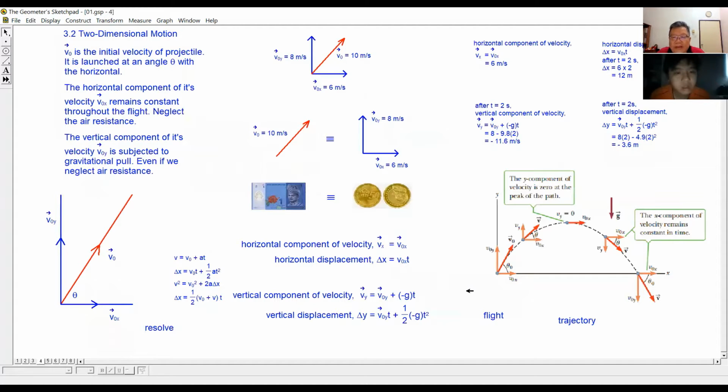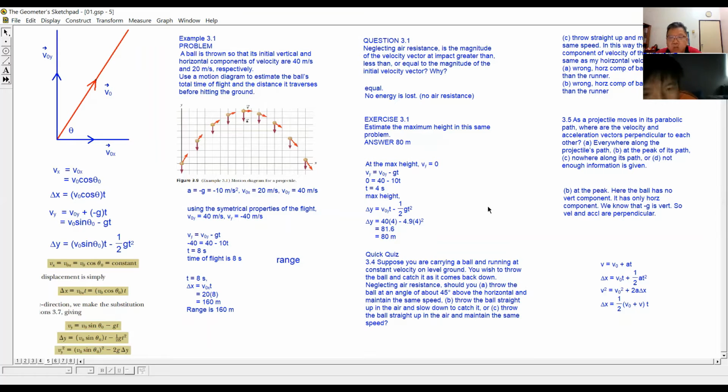Okay, next question, this one. Can you read 3.4, the quiz? Suppose you're carrying the ball and running at constant speed, and you wish to throw the ball and catch it as it comes back down. Neglecting air resistance, should you: A. Throw the ball at 45 degrees above the horizontal and maintain the same speed. B. Throw the ball straight up in the air and slow down to catch it. Or C. Throw the ball straight up and maintain.